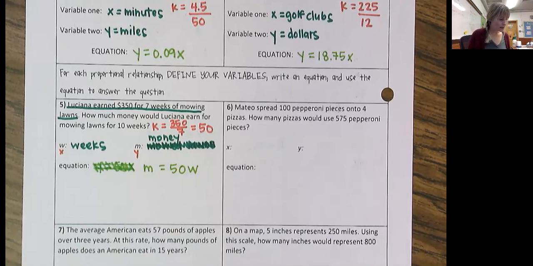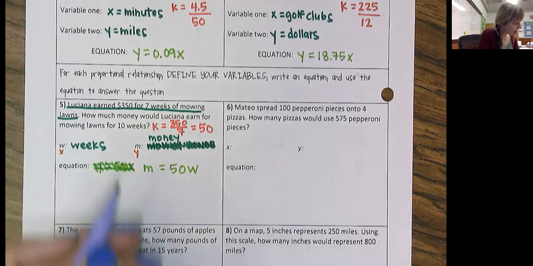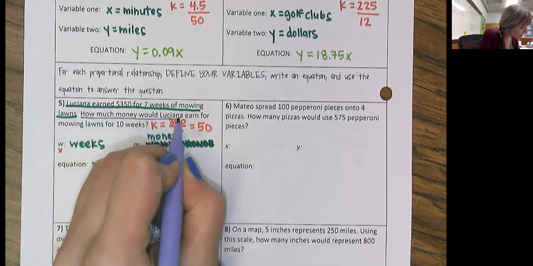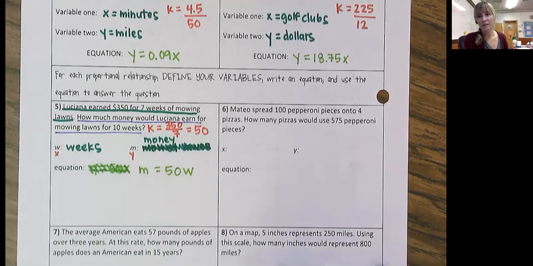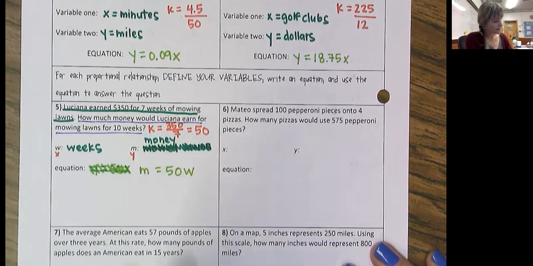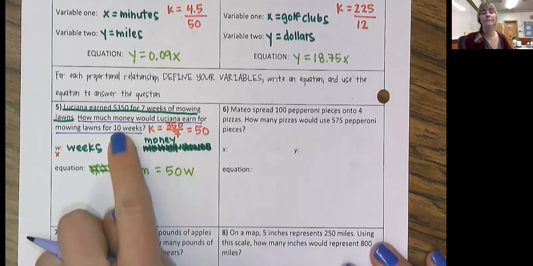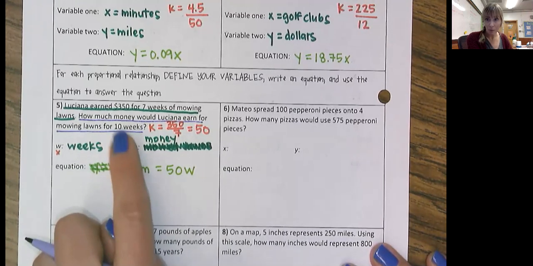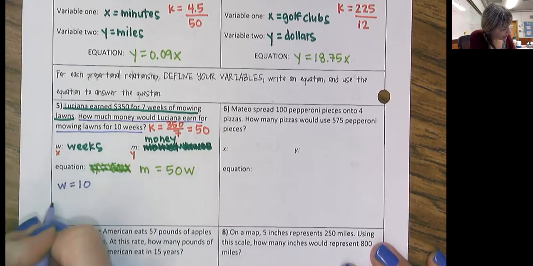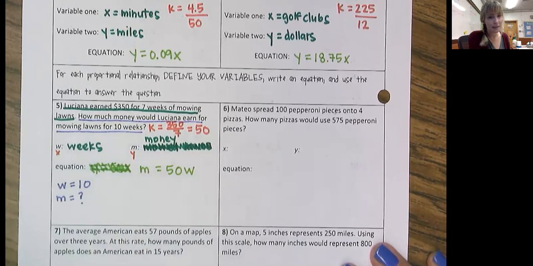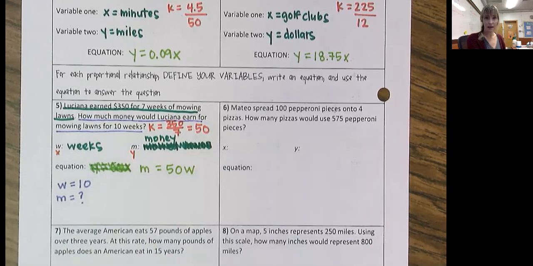All right, now we are actually ready to answer the rest of this question. So here's what it says. It says, how much money would Luciana earn for mowing lawns for 10 weeks? This is why it is so important that you define your variables. They just gave me some information. Did they give me money or did they give me weeks? They gave me weeks. So I know that they are telling me what W is, and I need to find what M is. Well, I have an equation that's going to help me with that.